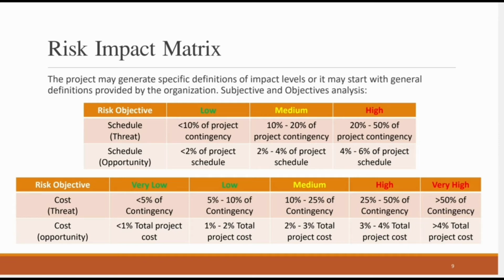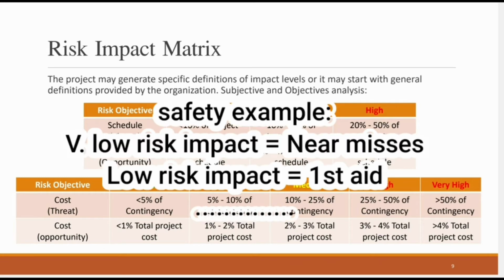So this is how the impact matrix will look like. We have schedule impact, we have cost impact, and you do the same for every project risk objective. For example, if you are planning to have safety as a project risk objective, you can say that very low impact in my project means it's only a near miss. Low means first aid. Medium means an injury that requires going to the clinic. High means being hospitalized. Very high means it could be disability or fatality.